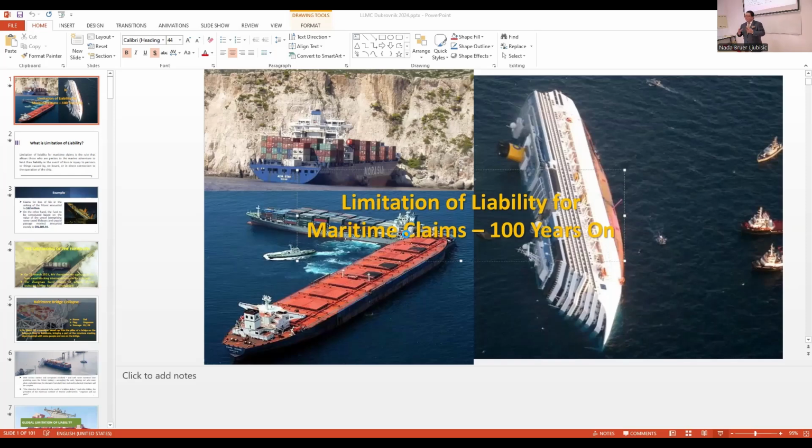So, you will see that from the beginning, you caused me damage. You say, okay, but I'm limiting my liability. So that doesn't mean I am liable. That just means, okay, I caused you 40 million in damages. According to the size of my ship, the limit of liability is 20 million.